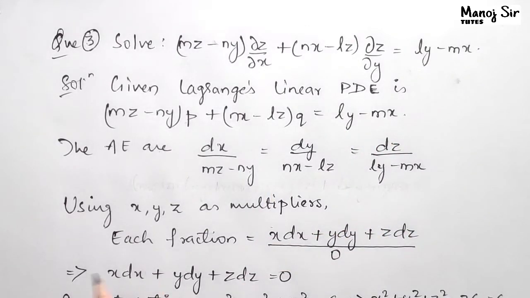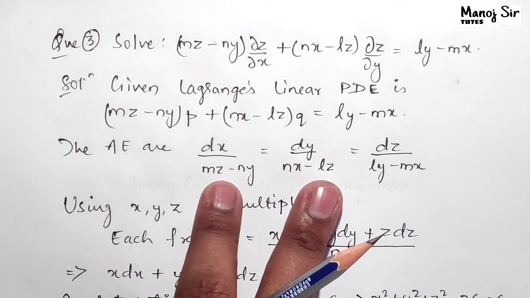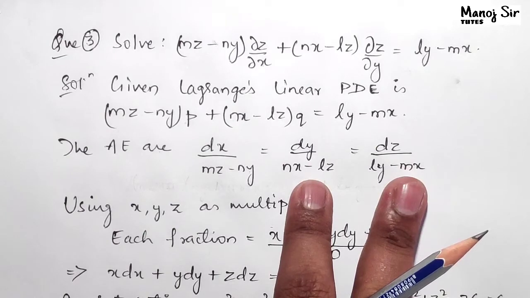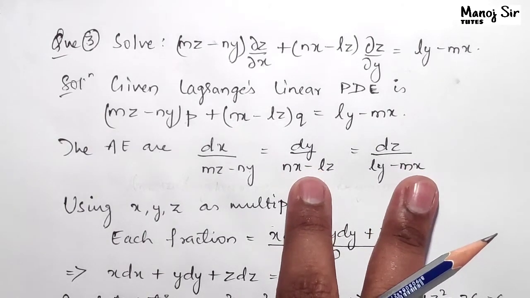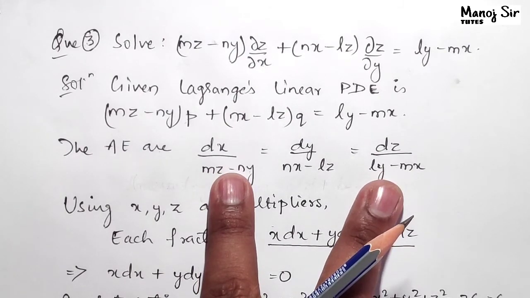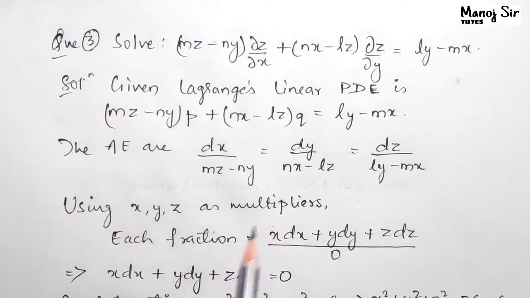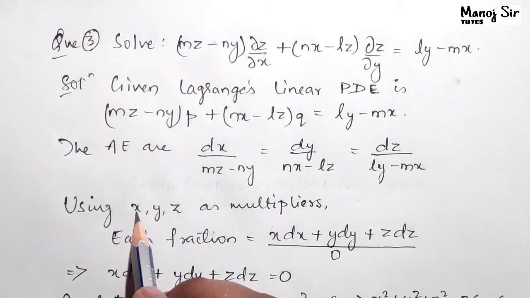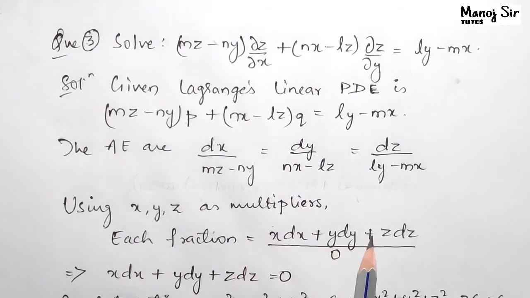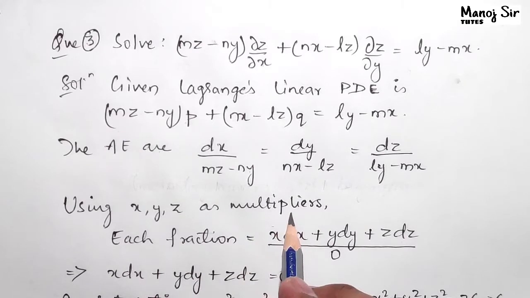Here, if you take these two fractions, we need to remove z, but we cannot remove z. If you take these two fractions, we need to remove x, but we cannot remove x. If you take these two fractions, we need to remove y, but we cannot remove y. So we need to take the help of multipliers. Using x, y, z as multipliers, each fraction equals x dx plus y dy plus z dz upon the whole term, which will become 0, because we multiply such that on adding all the denominators we get 0.